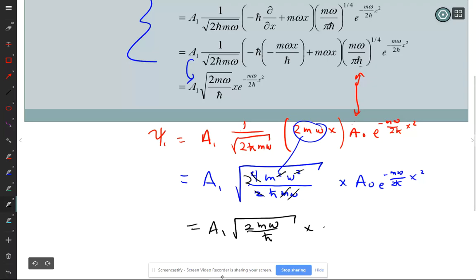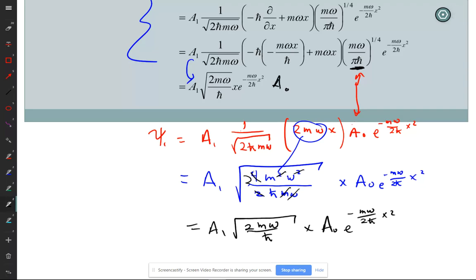I dropped this off. This disappeared. That's a mistake. That should not have disappeared. It should have still had my A0. That's what you said, right? Where'd the A0 go? e to the minus m omega over 2 h bar x squared. So yeah, I should have had the A0 here still.